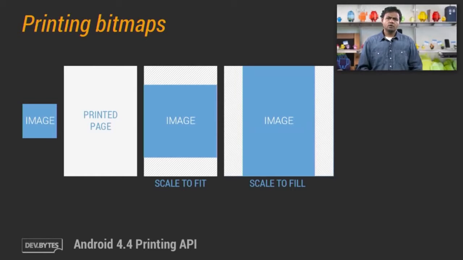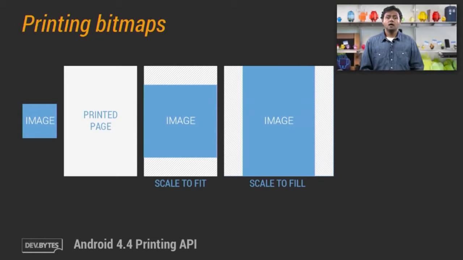Now, if you want to print a bitmap, it's actually very easy to do this. With very little code, you can print out images. And the only option you have to think about is whether you want the printed output to scale to fit or scale to fill the actual printed page. So what's the difference? Scale to fit makes sure that your bitmap fits within the maximum dimensions of the printed output page. So with a square bitmap on a rectangular page, it actually results in white space on the top and the bottom of the page, as you can see in this example.